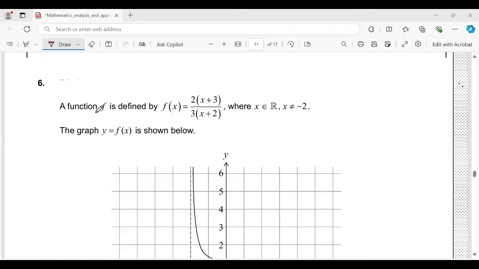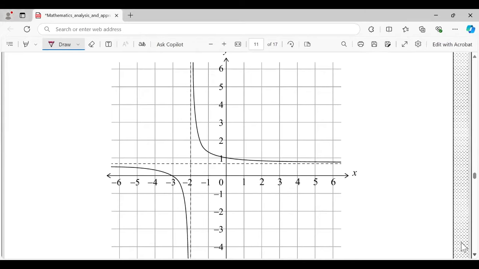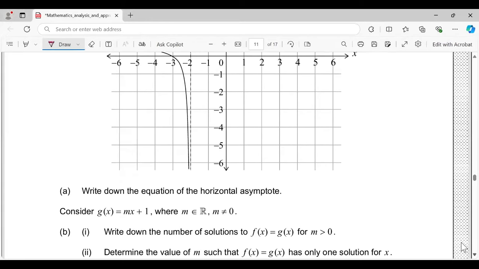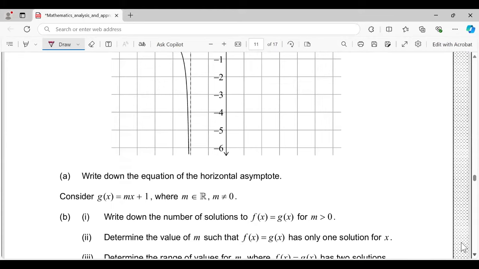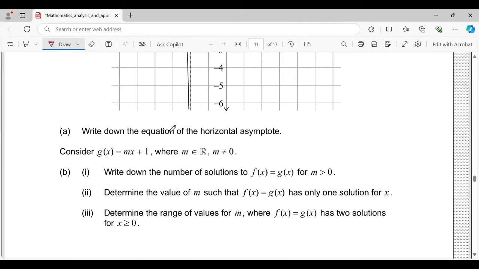Number 6, function f is defined by f(x) equals (2x plus 3) over (3x plus 2), where x is a rational number. The graph y equals f(x) is shown below. The rational function graph. Write down the equation of the horizontal asymptote.